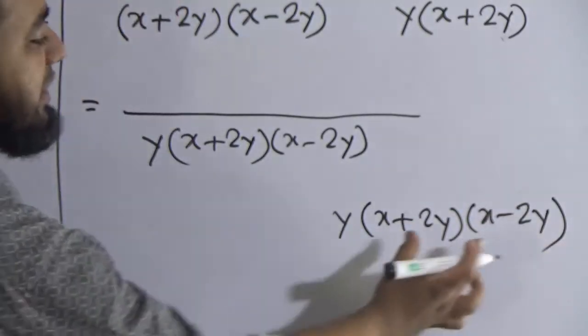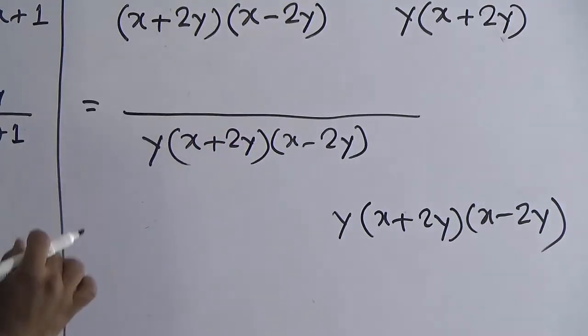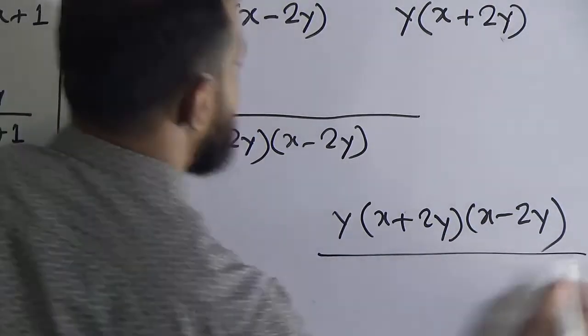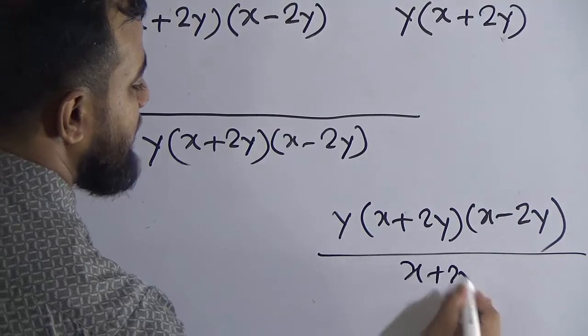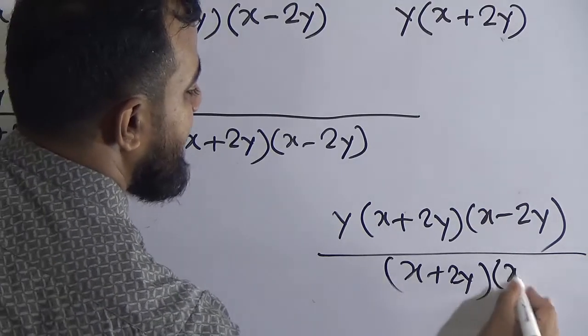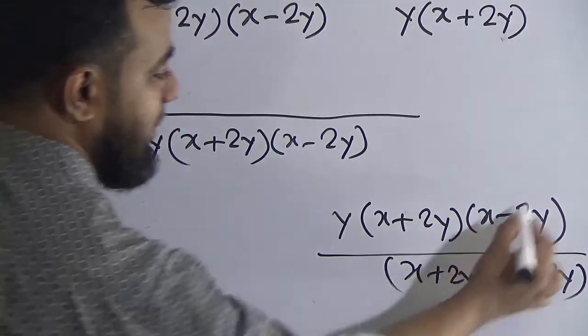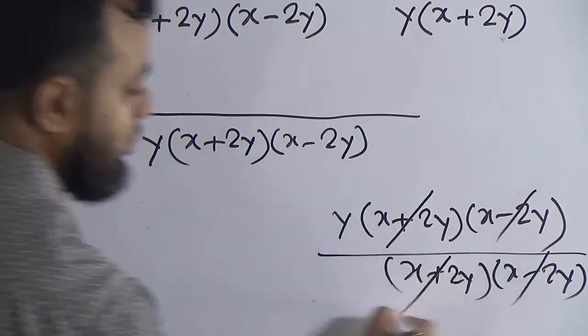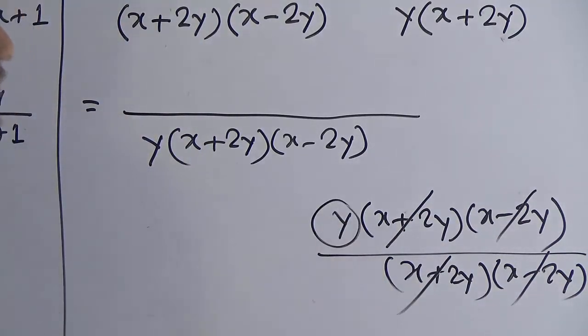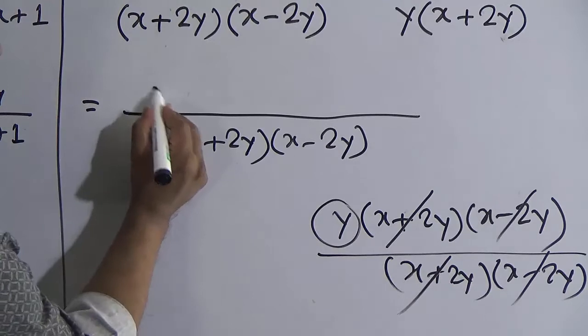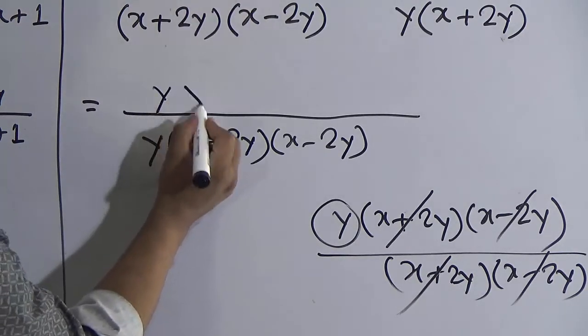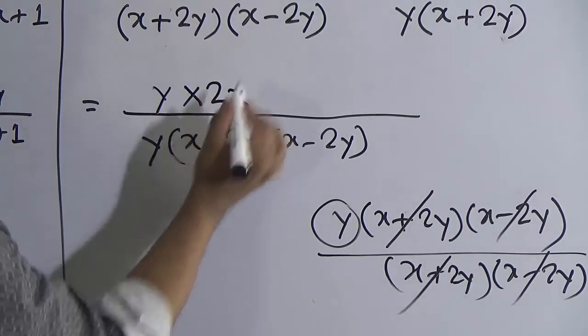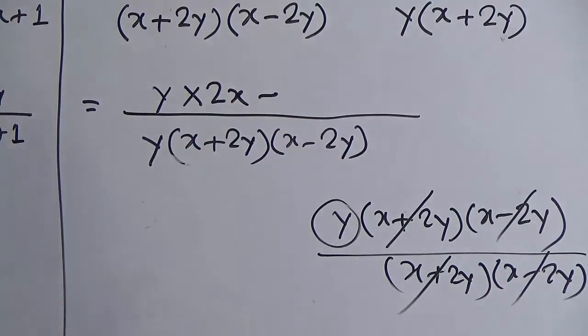We need to divide this LCM by the first fraction's denominator, x plus twice y into x minus twice y. So x minus twice y and x plus twice y will be cut down. There will be y remaining there. So y needs to multiply with the numerator. Multiplication with twice x. Minus sign will be there. And my dear students, now we need to multiply.